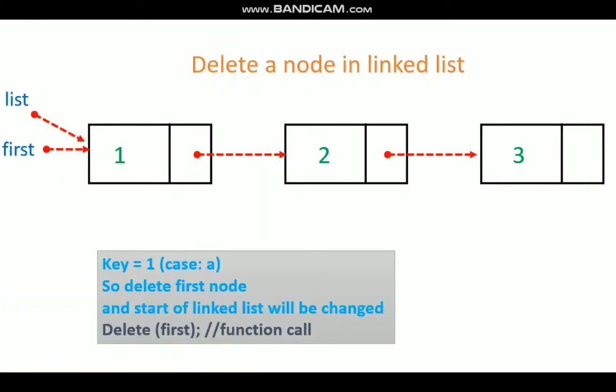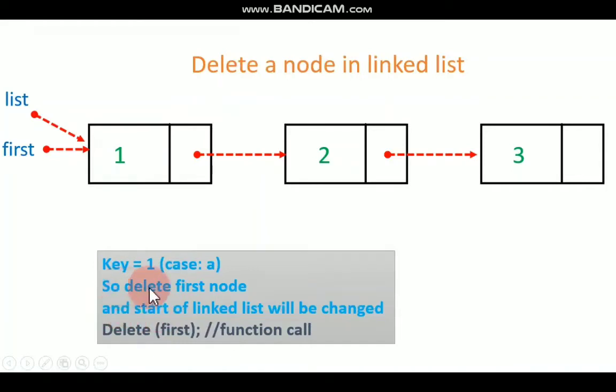Okay, now let's see how to delete a node from the linked list. You know that this is the list given: 1, 2, 3. Key is equal to 1, that is case 1, you want to delete the first node. Key indicates the item value for the node which you want to delete. If key is equal to 1, it means we want to delete this node. Another meaning of the same is we want to delete the first node because key is equal to 1.